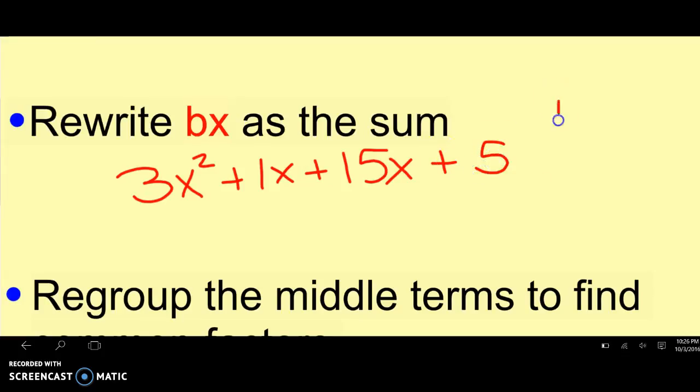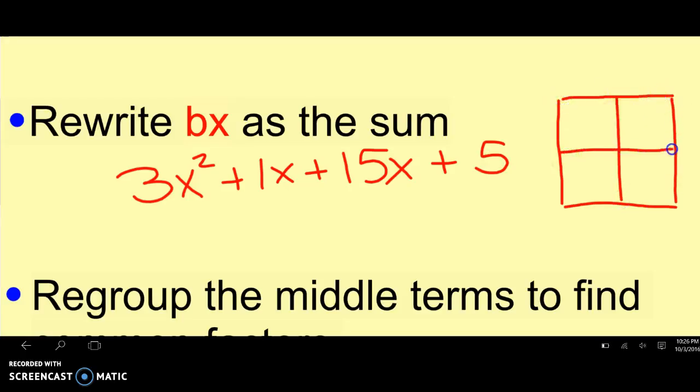Now, what we did earlier, we made a box. We don't have to make a box, but this is one method. So now you're going to put all your terms in there: 3x squared, 1x, 15x, and 5. And now you find the common factor in each row and the common factor in each column. For the first row, we've got 3x squared and 1x, so we're going to just have an x. Second row, we've got 15x and 5, so I'm thinking that's going to be a 5.